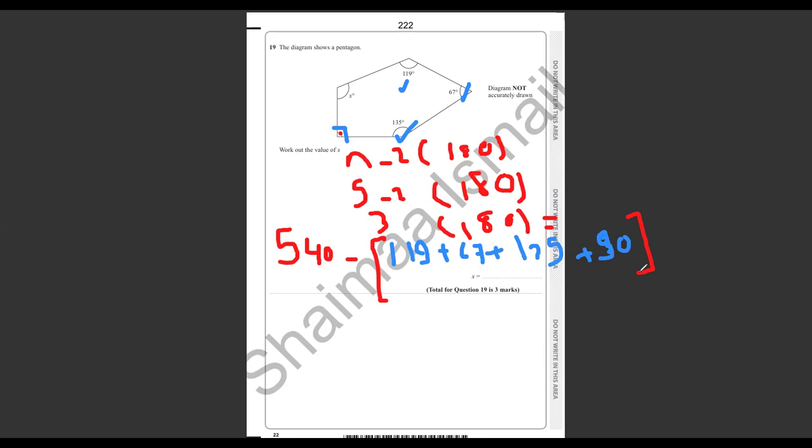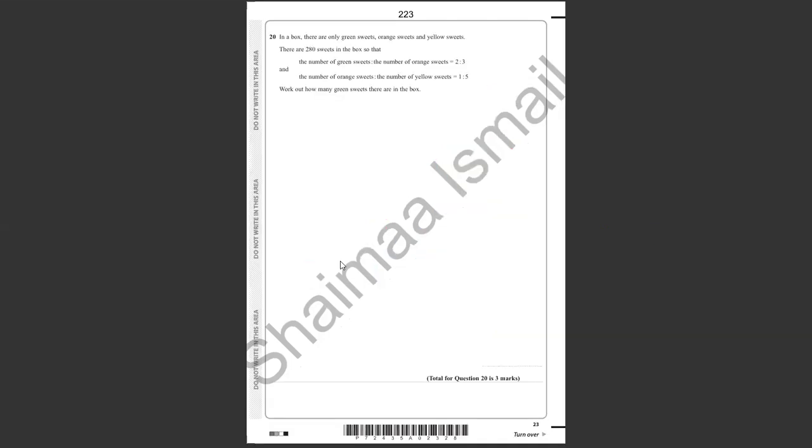After we add all these numbers, we subtract it from 540. It gives us a total of 129. All you want here is just to check if you know this rule or not. So this will be the final answer of 129. Okay, let's see the next. Make sure that you solve all your questions in one page.